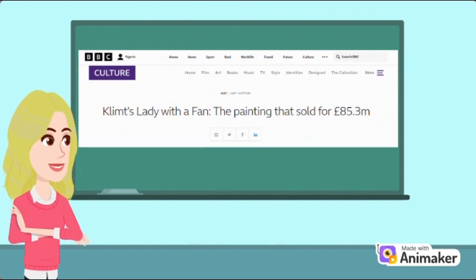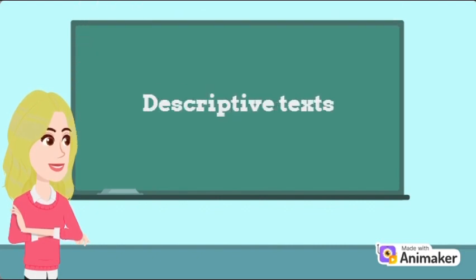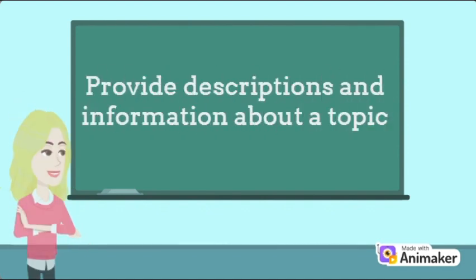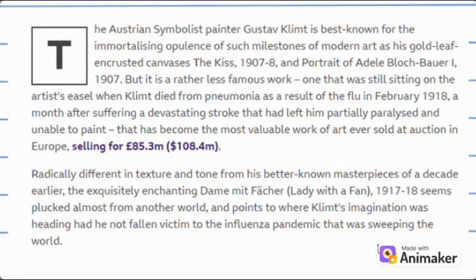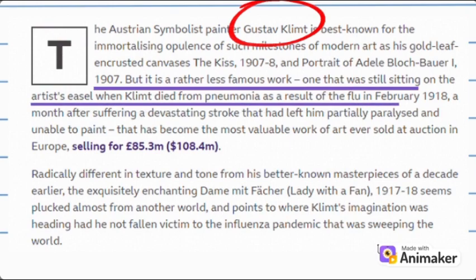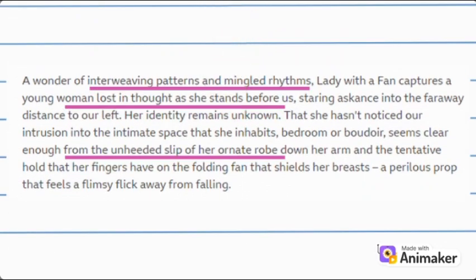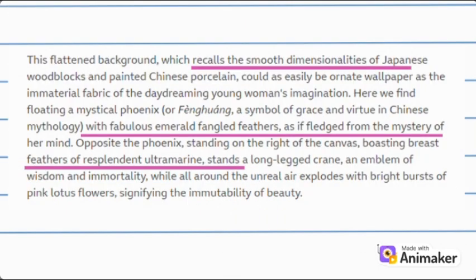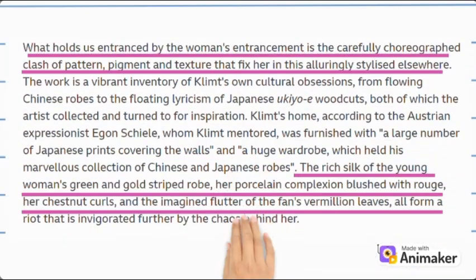The second chosen text is called Klimt's Lady with a Fan, the painting that sold for £85.3 million, published by the BBC UK. And it fits the main characteristics of descriptive texts, which is to provide descriptions and information about a certain topic. First, the text provides information about the artist and the story behind the painting. Then, the journalist also provides an exhaustive description of the composition of the painting, which is mainly technical but with the predominance of a more artistic language.